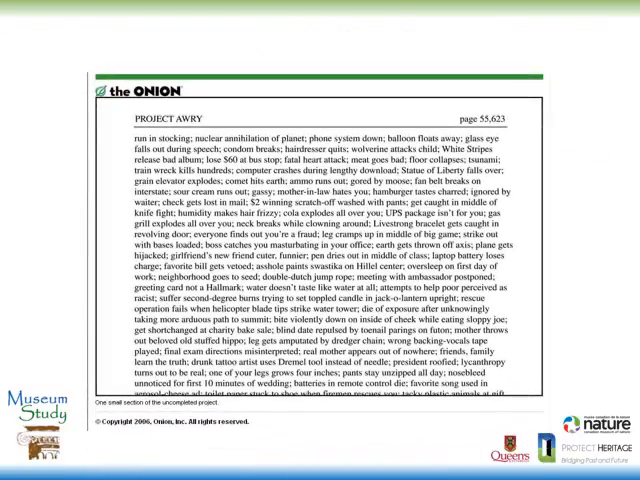Just as a kind of humorous example of how we can be absurd in identifying risks, the spoof newspaper The Onion had an article called Project Awry, where they talked about scientists identifying every conceivable thing that can go wrong, or every possible risk. This is from their page 55,623, and some examples are run-in stalking, nuclear annihilation of planet, phone system down, balloon floats away, and so on. You can read through these. They're really quite funny, some of them. But it shows how absurd it can get if we get too detailed in our definitions.